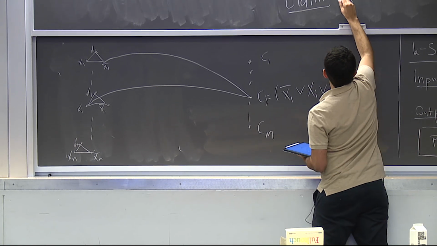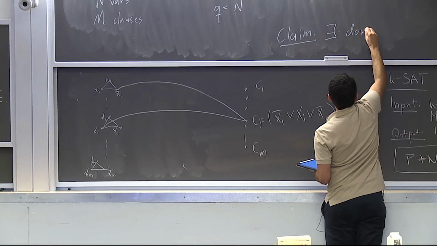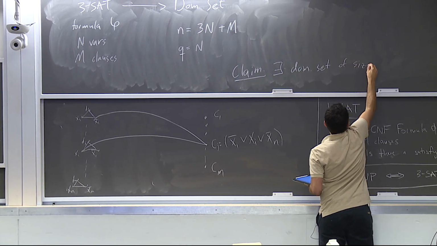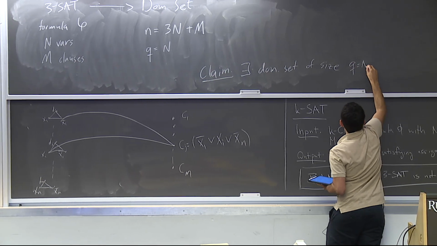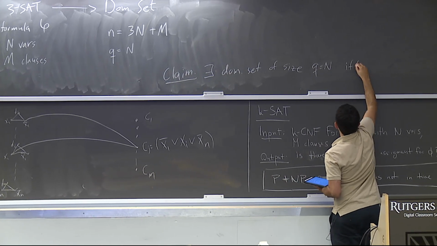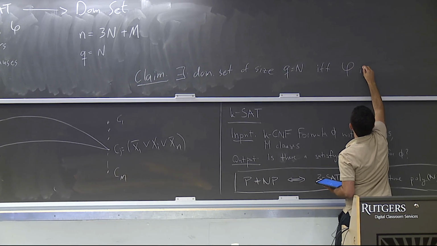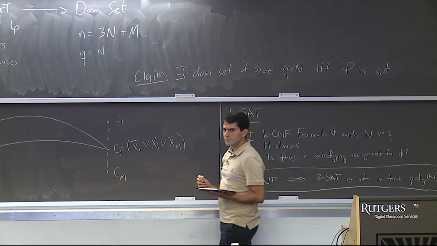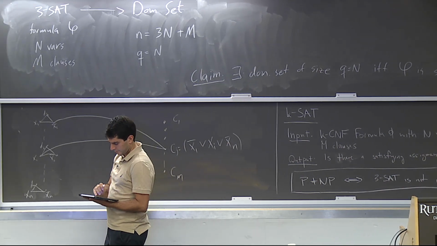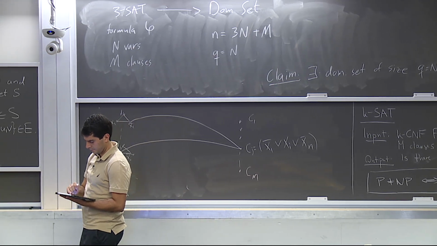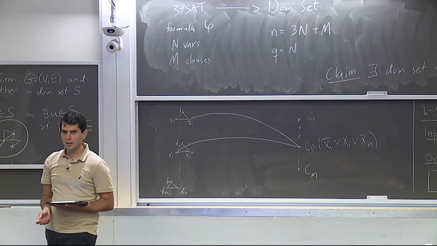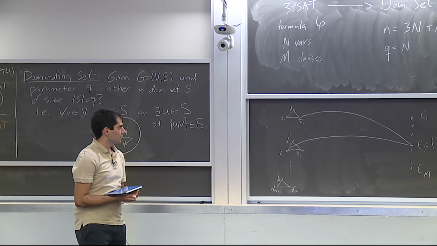there exists a dominating set of size q, which is n, if and only if the formula is satisfiable. Okay. Cool. So that's the reduction. It shows NP hardness.